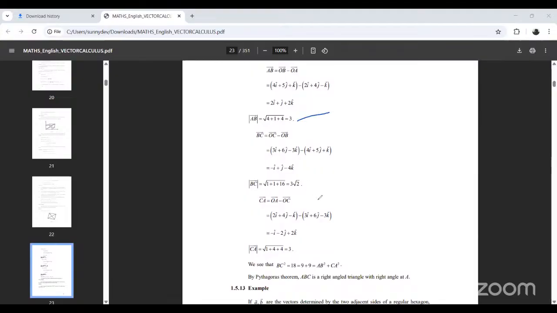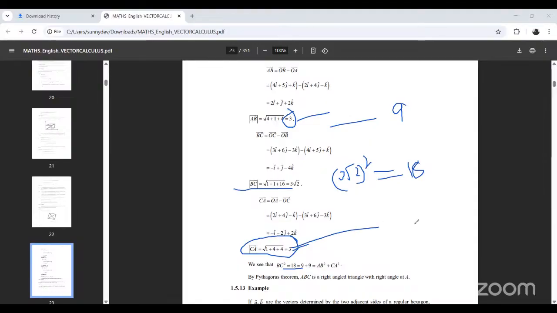So AB is 3 and CA is 3. If you observe, BC whole square equals 3 root 2 whole square. So 3 root 2 whole square equals 18. So BC whole square equals AB square plus CA square. What is AB? 3, no? So AB square becomes 9. And similarly CA, that also becomes 9. So 9 plus 9.